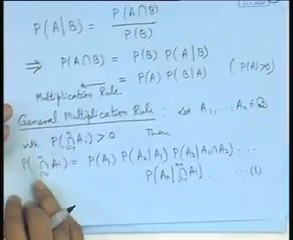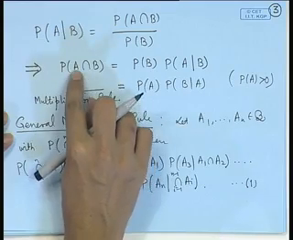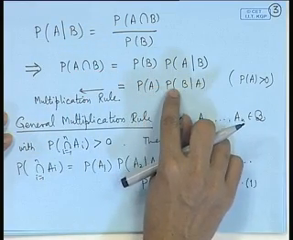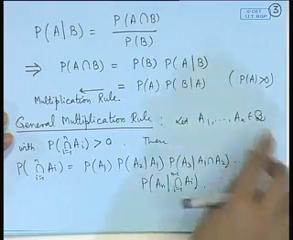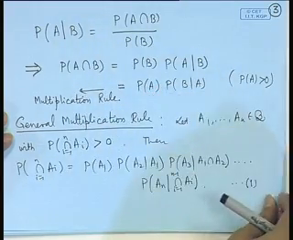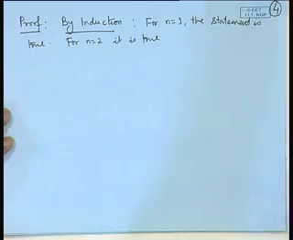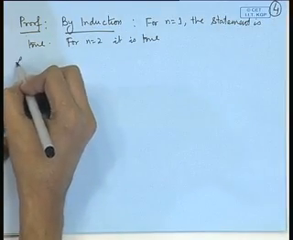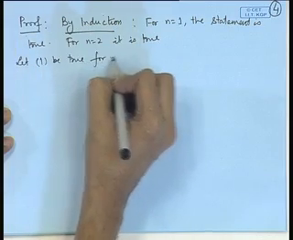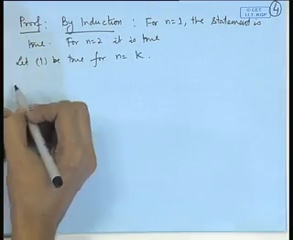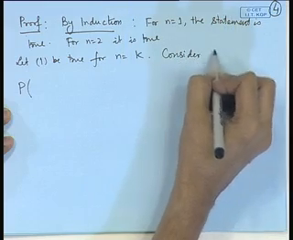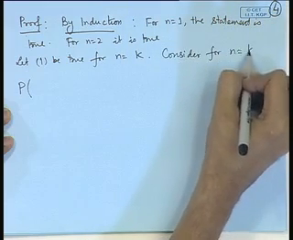as we mentioned by the definition of the conditional probability, that probability of A1 intersection A2 will become equal to probability of A1 into probability of A2 given A1. Now, the statement for n equal to 2 will be used for extending from k to k plus 1. So, let 1 be true for n equal to k, and consider n equal to k plus 1.